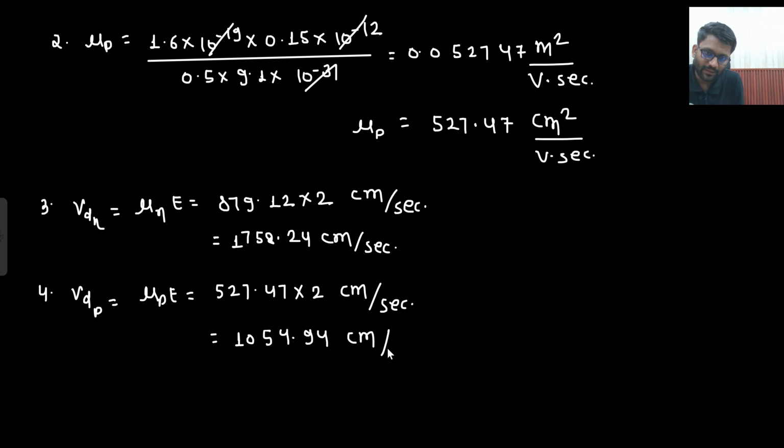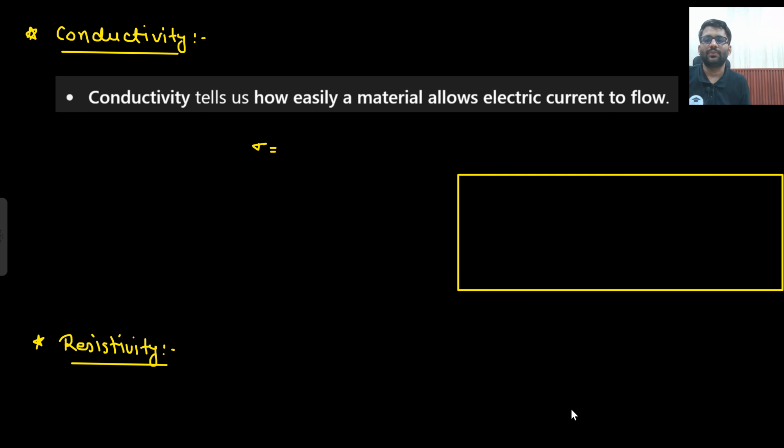1054.94 centimeter per second. There you go. These are the answers. Okay, let's solve. We will solve more questions, but as of now, let's talk about the conductivity. So you already know the meaning of conductivity. Conductivity is the ability of a material to allow the flow of current. So conductivity tells us how easily a material allows electric current to flow.